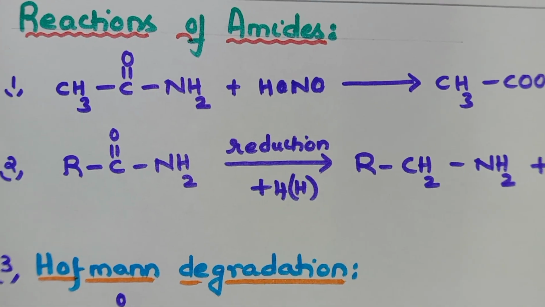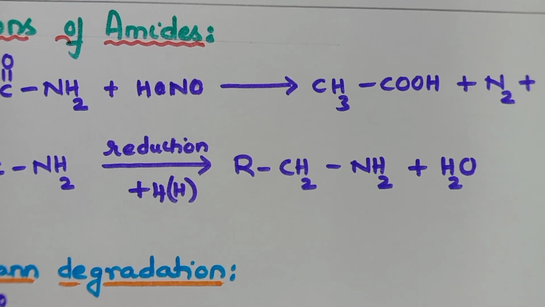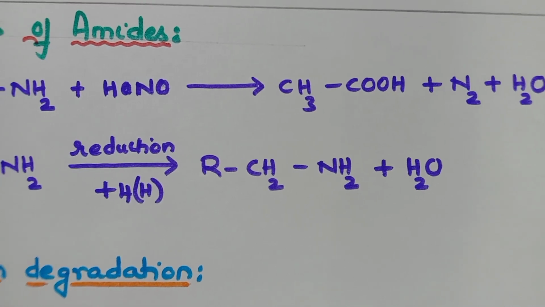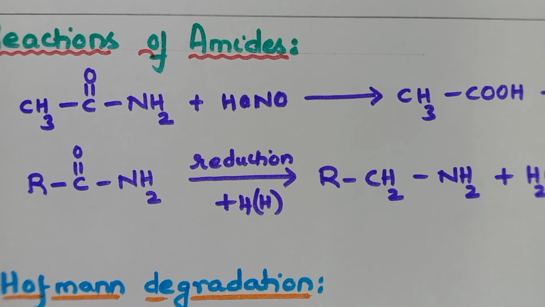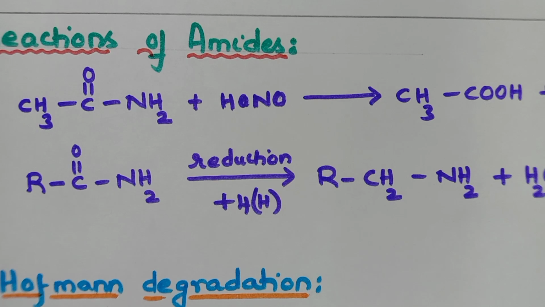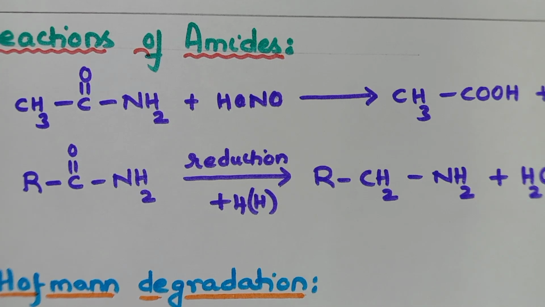Okay. What is happening? The products that we are getting: CH3COOH plus N2 plus H2O. CH3CONH2 plus HONO gives acetic acid plus N2 plus H2O.